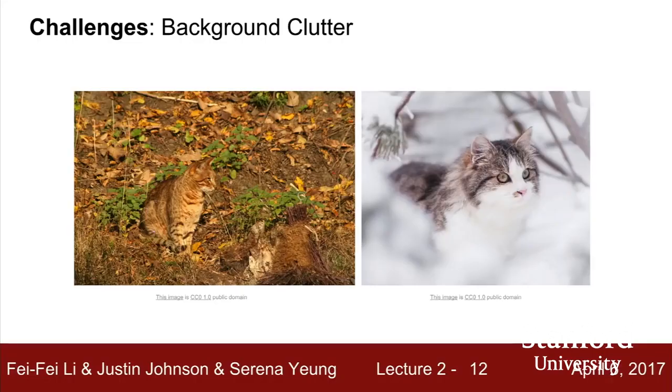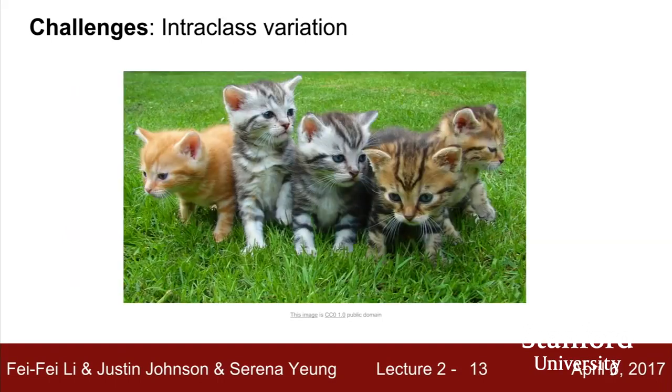There can also be problems of background clutter, where maybe the foreground object, the cat, could actually look quite similar in appearance to the background. And this is another thing that we need to handle. There's also this problem of intra-class variation, that this one notion of catness actually spans a lot of different visual appearances. And cats can come in different shapes and sizes and colors and ages. And our algorithm, again, needs to work and handle all these different variations. So this is actually a really, really challenging problem.